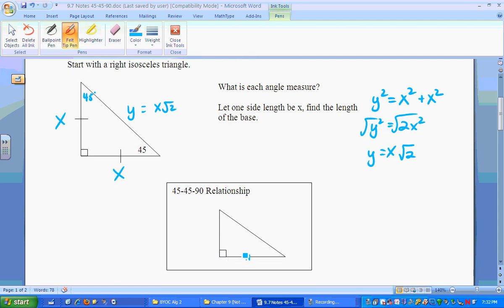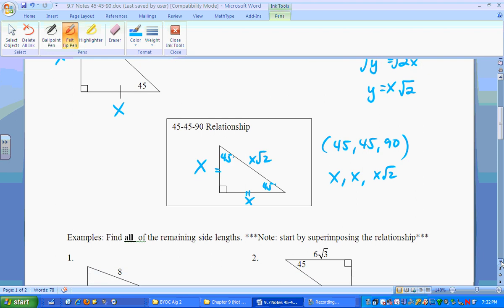Putting it together. Isosceles right. You don't need the 45s there if they mark it as isosceles right. Sides are x, x, and x root 2. Memorize it. You have 45, 45, 90. Smallest side is x, which makes the other side x, and you have x root 2. Not 2x, that's in the 30, 60, 90.